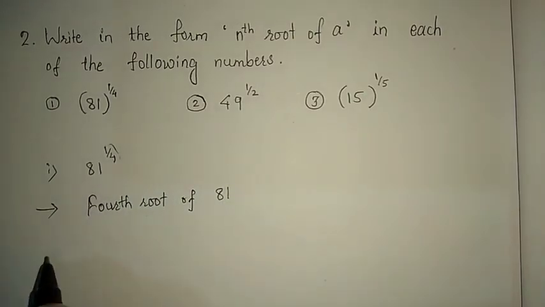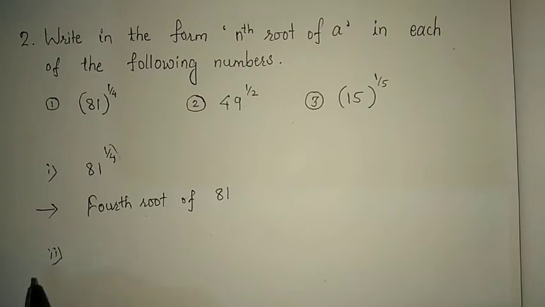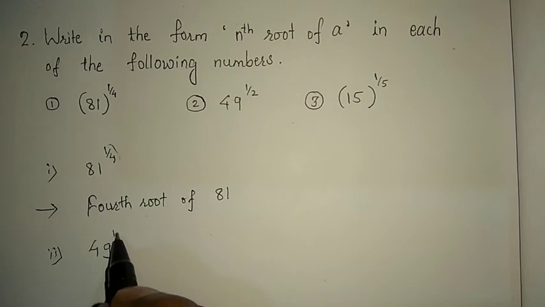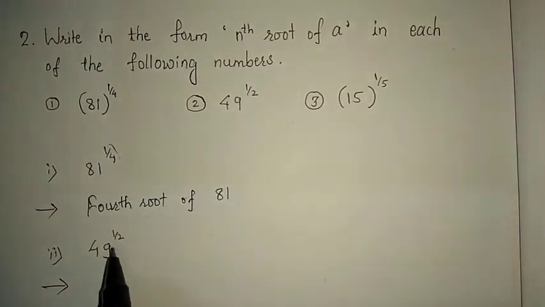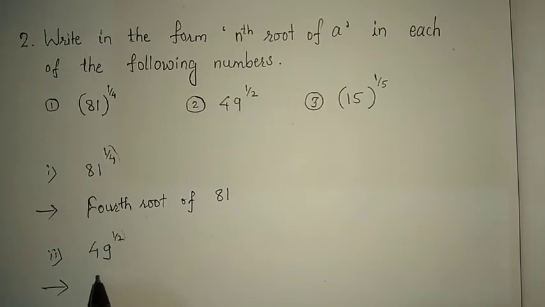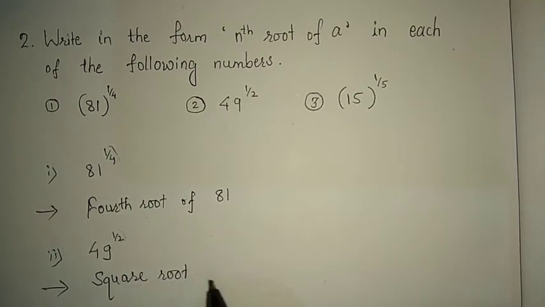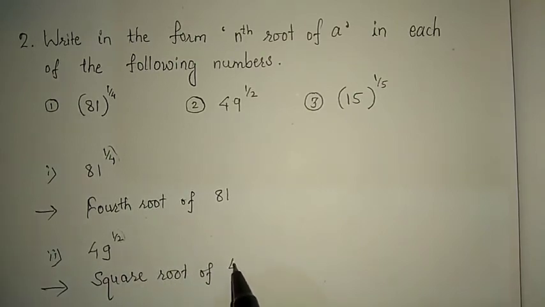Second question, 49 raised to 1 divided by 2. So what is the answer? 49 raised to 1 divided by 2. So 2 is in the denominator. The index is 1 divided by 2, and 2 is in the denominator. So we can write here square root of what is the base? Yes, it is 49. So square root of 49.